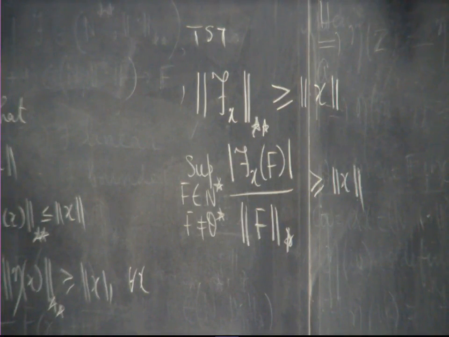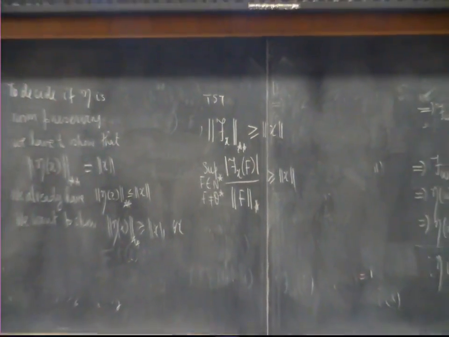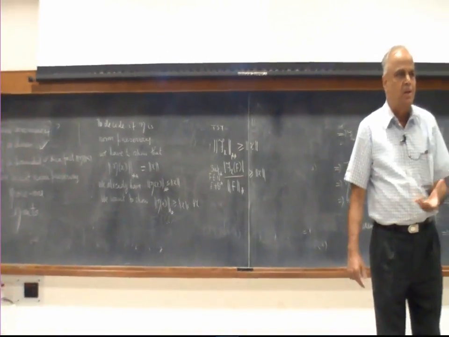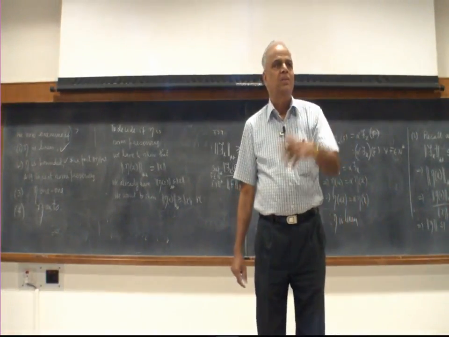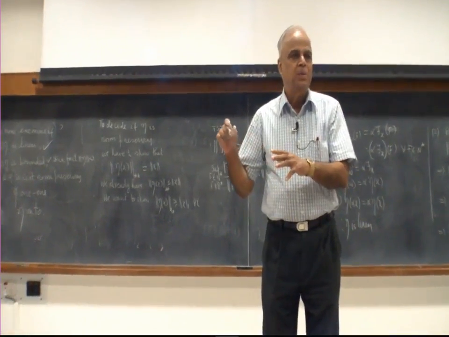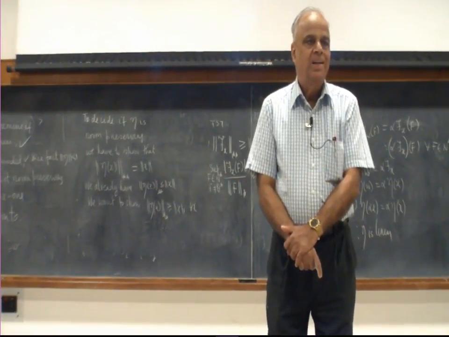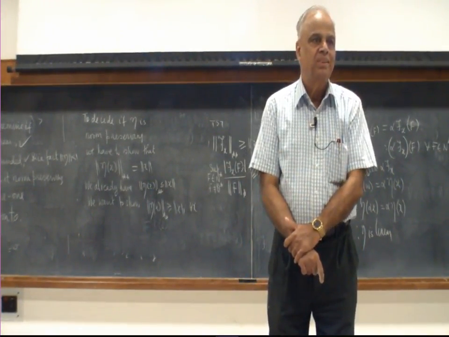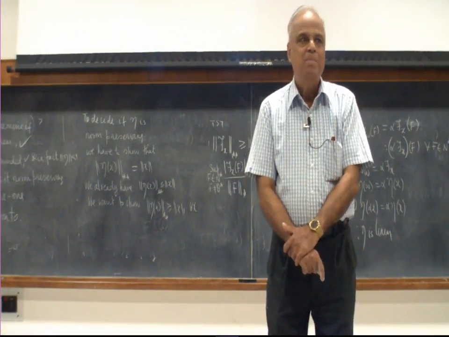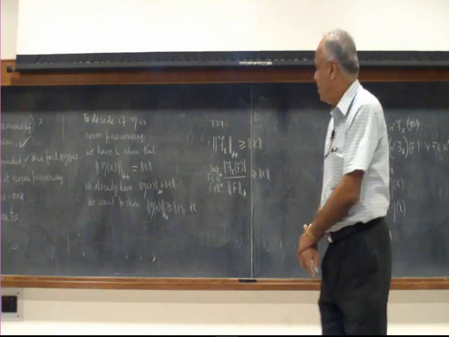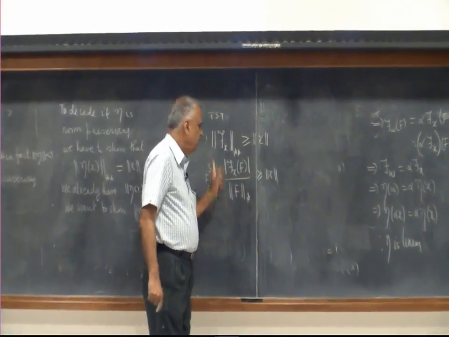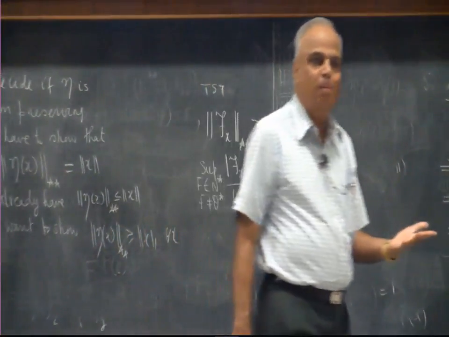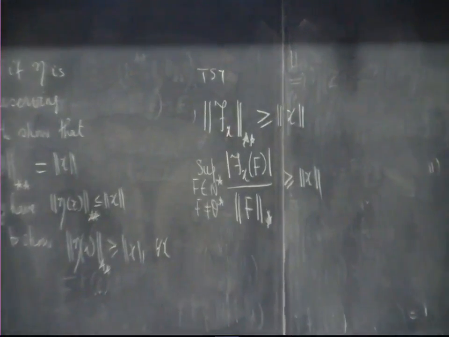So look at this in slightly simpler language. Think of the least upper bound as some maximum. So we want to show some maximum is greater than or equal to some number. Suppose I say that the maximum score in this class is greater than or equal to 40. It's enough if I show one fellow has scored 40. Then obviously the maximum will be greater than or equal to 40. So if I show that there is one fellow f for which this ratio is equal to norm x, I am finished. One fellow has scored that number.